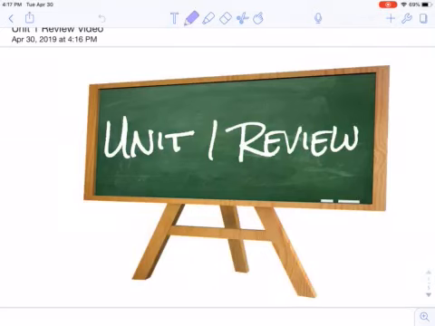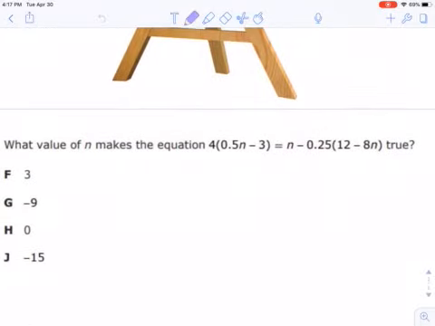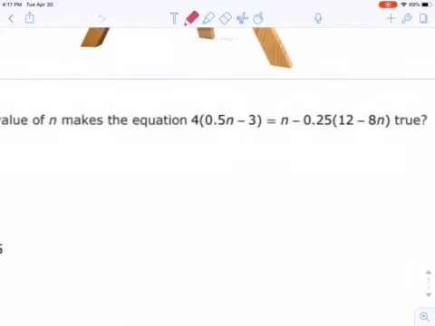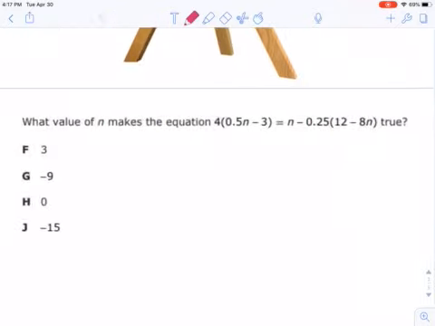All right, here's a quick video outlining everything that we learned in Unit 1. Unit 1 was primarily about solving equations. It was a little bit of a review from prior grade levels. But here's an example of a star question that would have taken place during Unit 1. It says, which value of n makes the equation true? AKA, we're going to solve this equation.